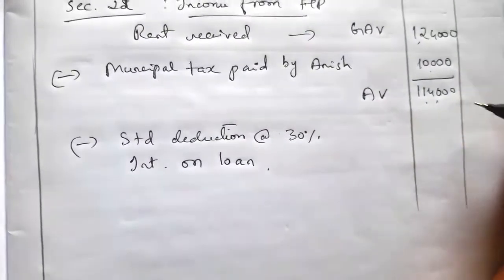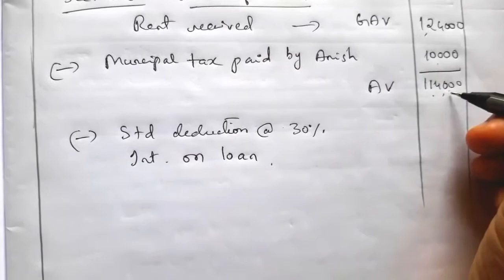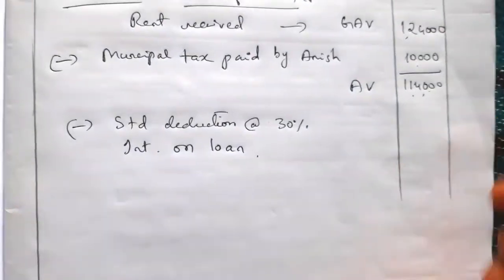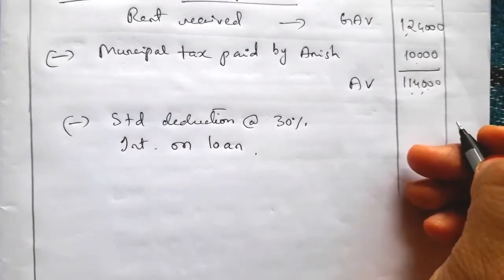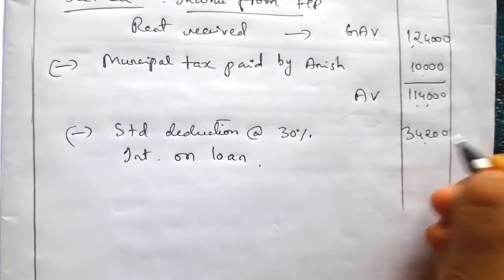This standard deduction is calculated at 30% on the annual value. So the 1,14,000 into 30%, 1,14,000 into 30% is equal to 34,200. So this is a standard deduction.